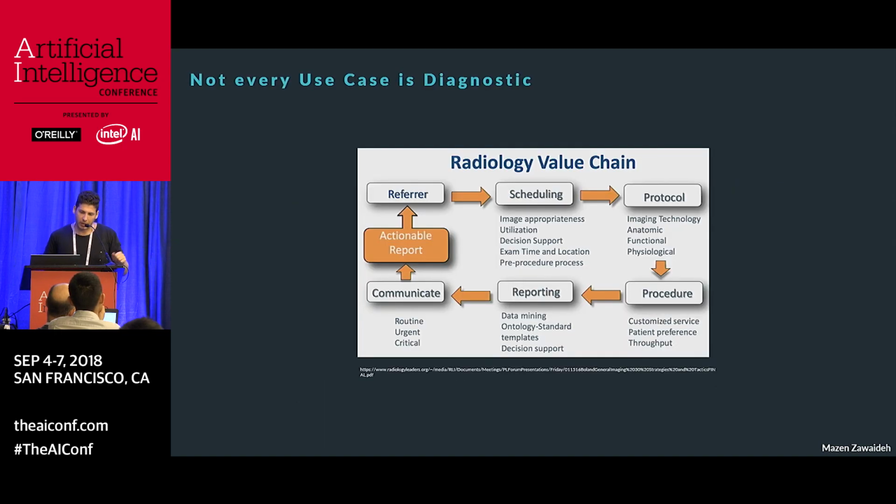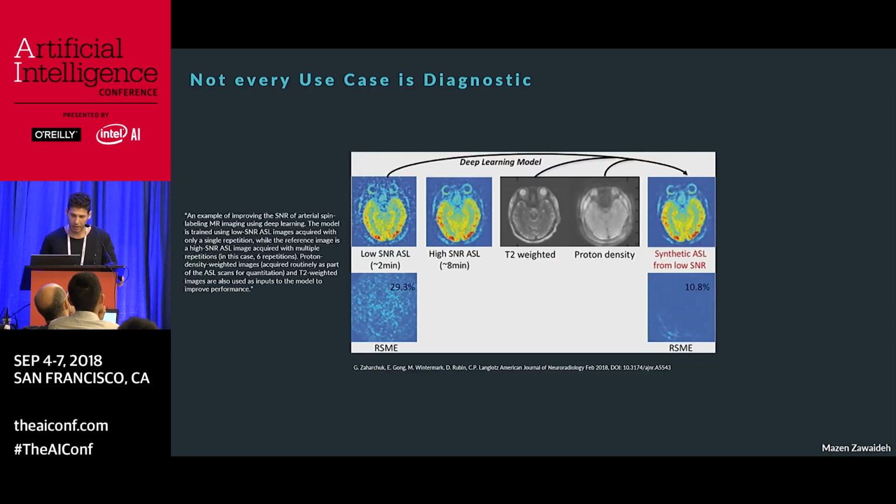And this is just a reminder that not every use case is a diagnostic application. There's a whole radiologic value chain where AI could be injected into any of these steps. Today I'm focusing on diagnosis, but there's a whole world out there where these applications can help make things either faster or better. This is just one example of a non-diagnostic application, in which you're doing super resolution imaging from an initially noisy MRI, using a trained model that knows how to correct for that noise.